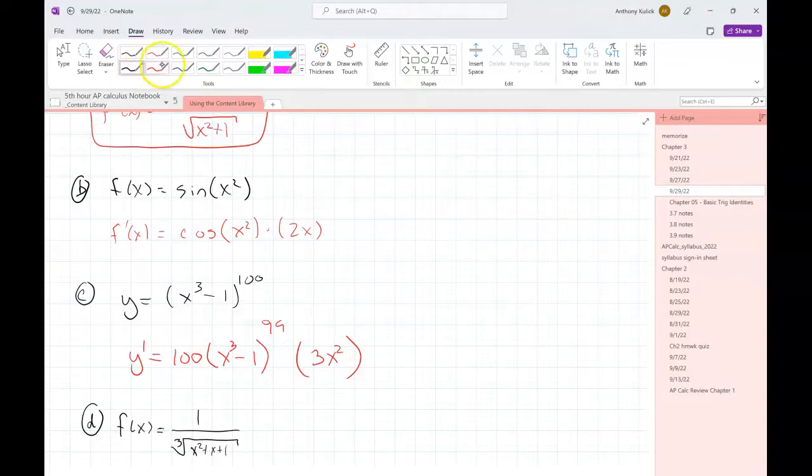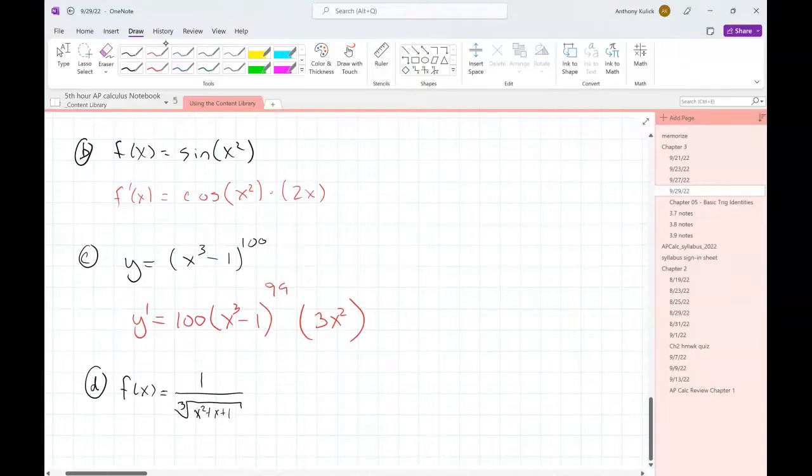Oh, wow. How about this one? Who says that we should be doing the quotient rule on this? You could, but I would avoid it. How could I avoid doing the quotient rule here? Yes. That's how I can avoid doing a quotient rule on it, correct?